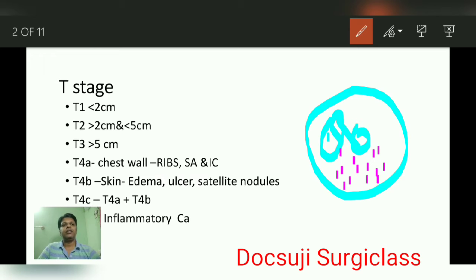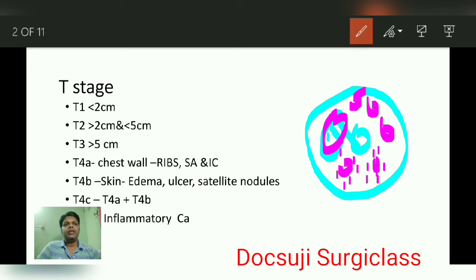Next one is the ulcer. Any ulcer that is present over the tumor is also skin involvement. And the last one is satellite nodules. Around the tumor you can get a number of nodules, called satellite nodules. Presence of satellite nodules is also indicative of skin involvement.